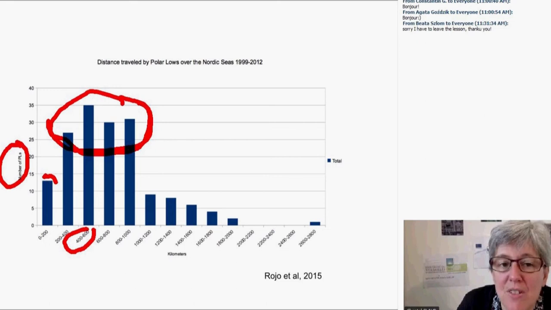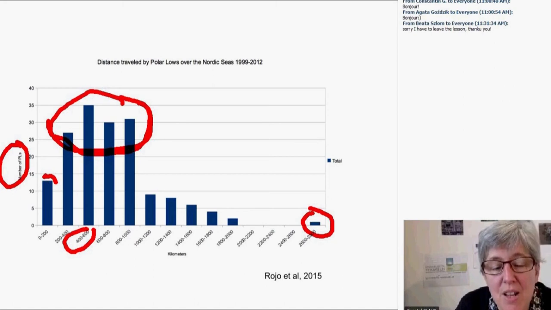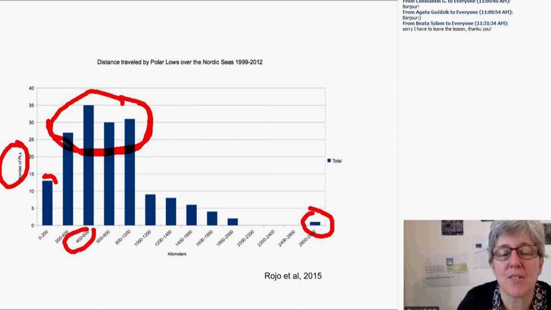So most of the systems travel from 200 to 1,000 kilometers, but you can have some systems which travel more than 2,000 kilometers, depending on where they form, and also depending on what time in the season they form. If they form early in the season, the sea ice extent is less than in the full winter, and as I said, polar lows need the fuel of the ocean, so open ocean. So if you have a system which forms, let's say, in October, it will be able to travel a much longer distance.